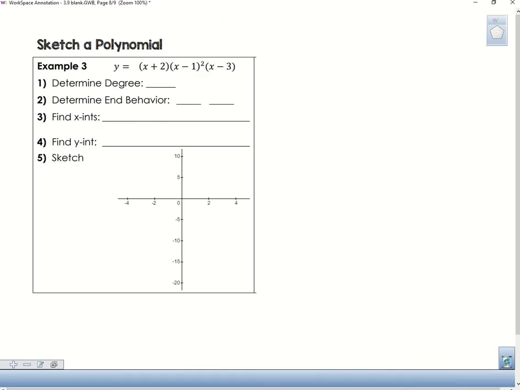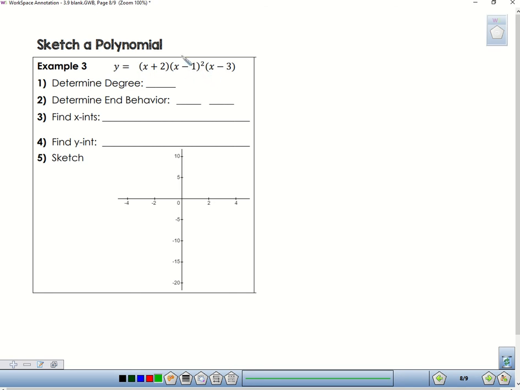Okay. So now we're going to talk about sketching a polynomial. The first thing you always want to do when you sketch a polynomial is to determine the degree of the polynomial. How you determine the degree is how many zeros do you have? How many zeros do we have here? We don't have 3, we actually have 4. Everybody see how we have 4 zeros there and not 3?